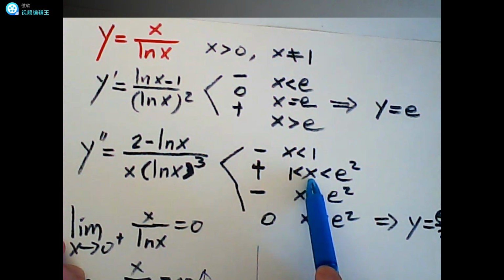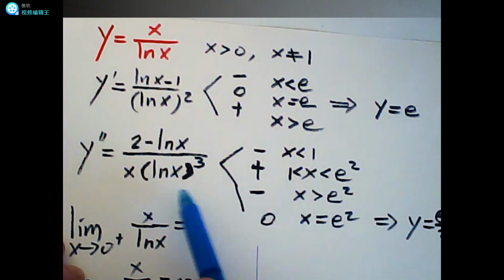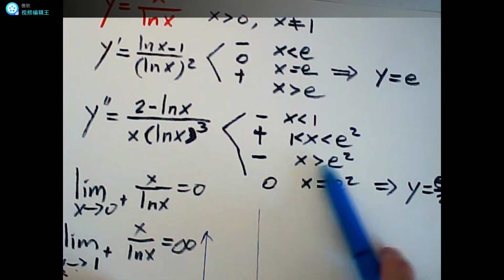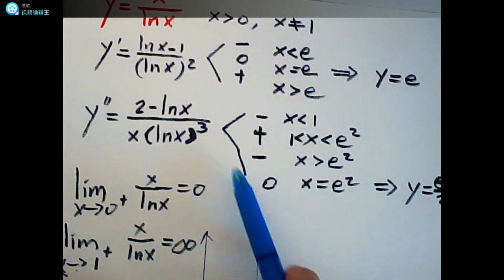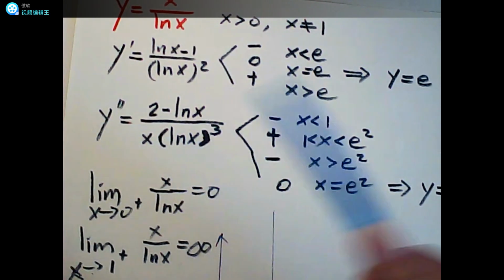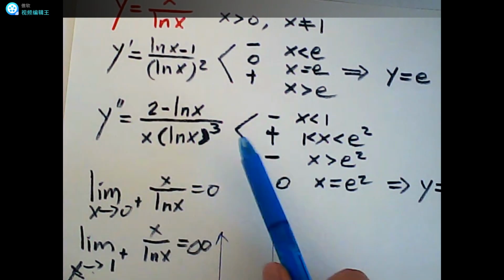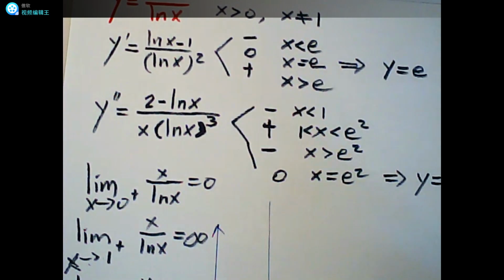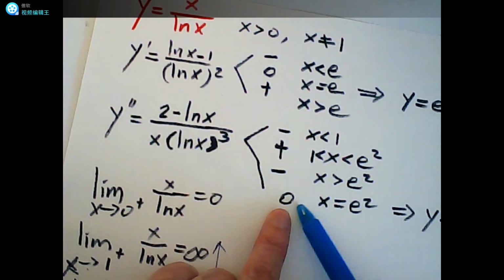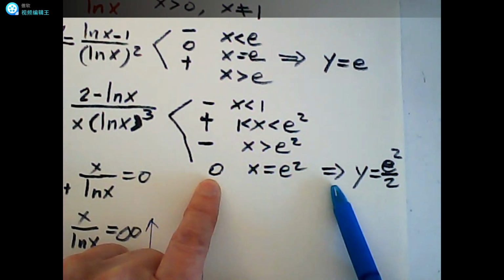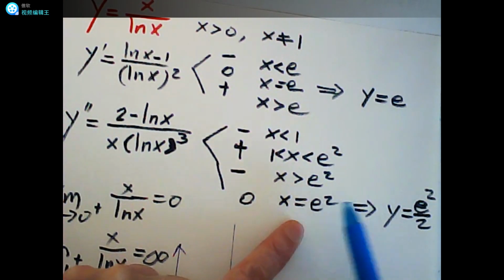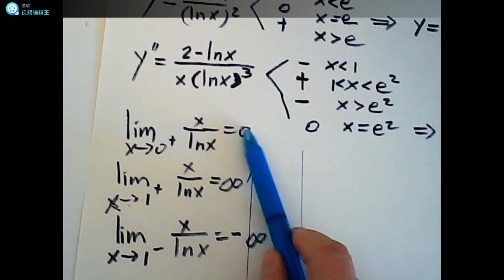Now, when x is between 1 and e squared, this is positive. And when x is bigger than e squared, this will be negative again. Now you can just check it, because I don't want to spend much time on those details. And when the second derivative is 0, this may be a point of inflection, so we can find y when x equals e squared.